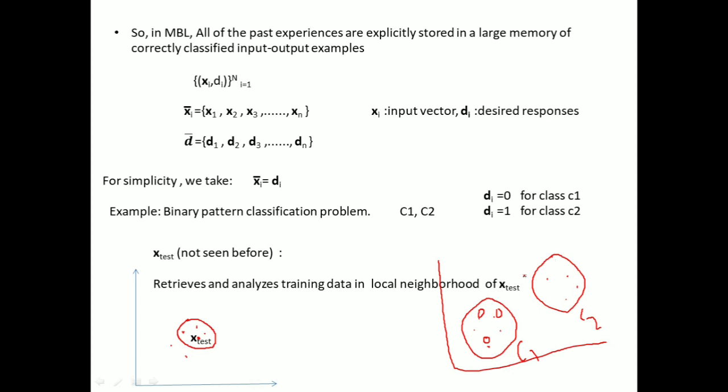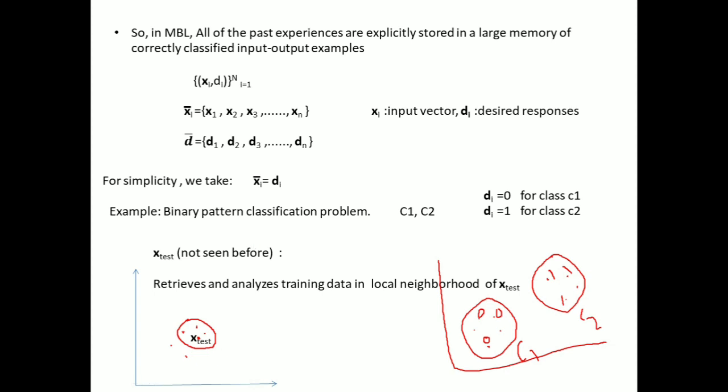Coming to class C2, for these input points we have the di value as 1. After representing these values for C1 and C2, we now have a new test vector, X test, which we have not seen before.